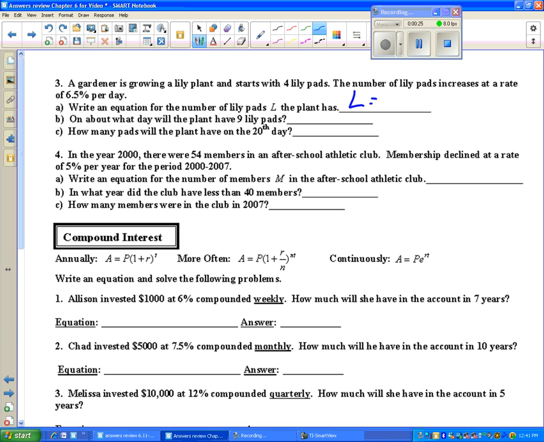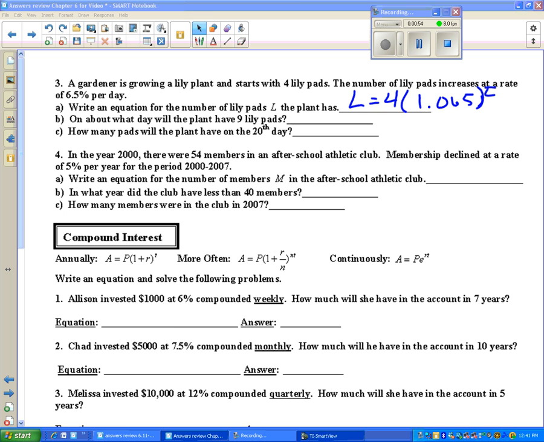L is the number of pads. My initial value is 4, times 1 plus my rate. My rate is 6.5%, so that's 0.065 to the t power. But 1 plus 0.065 is 1.065 to the t power. Right?